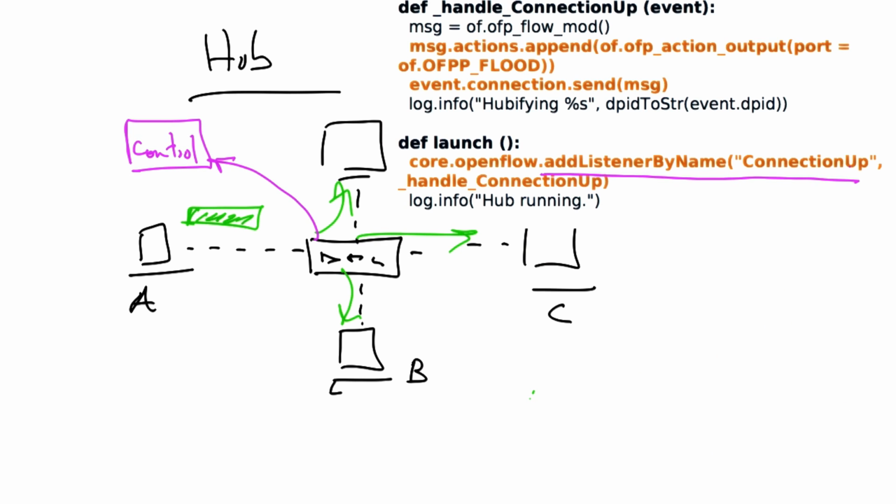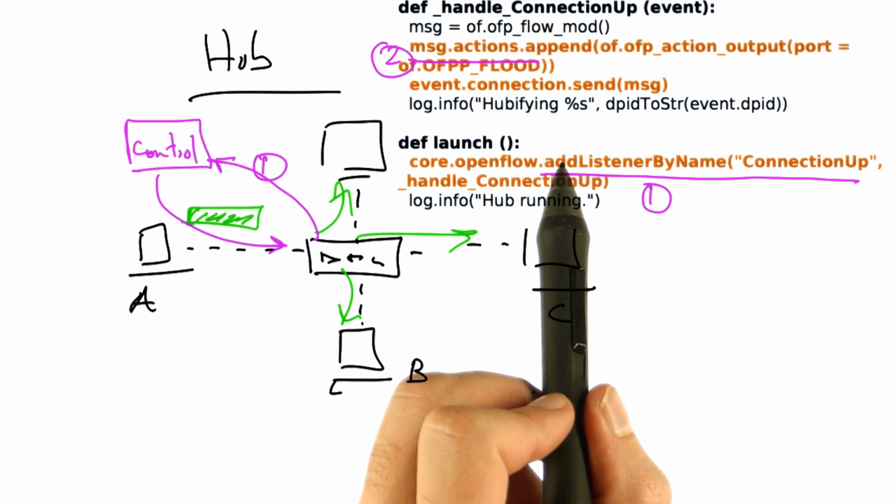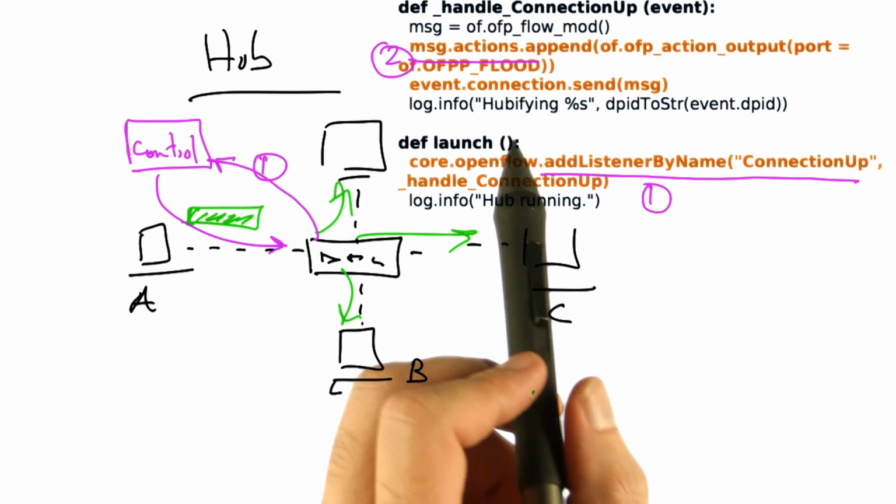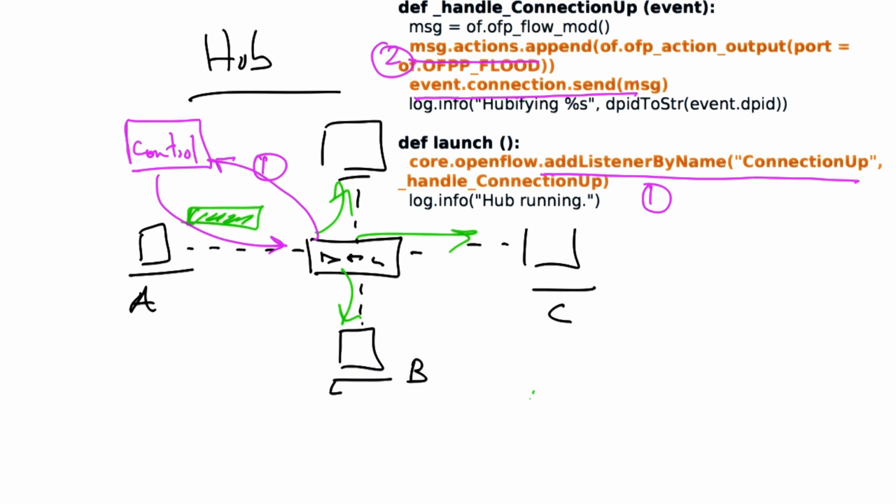When the controller starts, it adds a listener that listens for a connection up, which is a connection from a switch. When the switch connects, it simply sends an OpenFlow flow modification back to the switch that says flood all packets out every output port. The first function here in bold creates the OpenFlow message, and the second sends that message back to the switch.